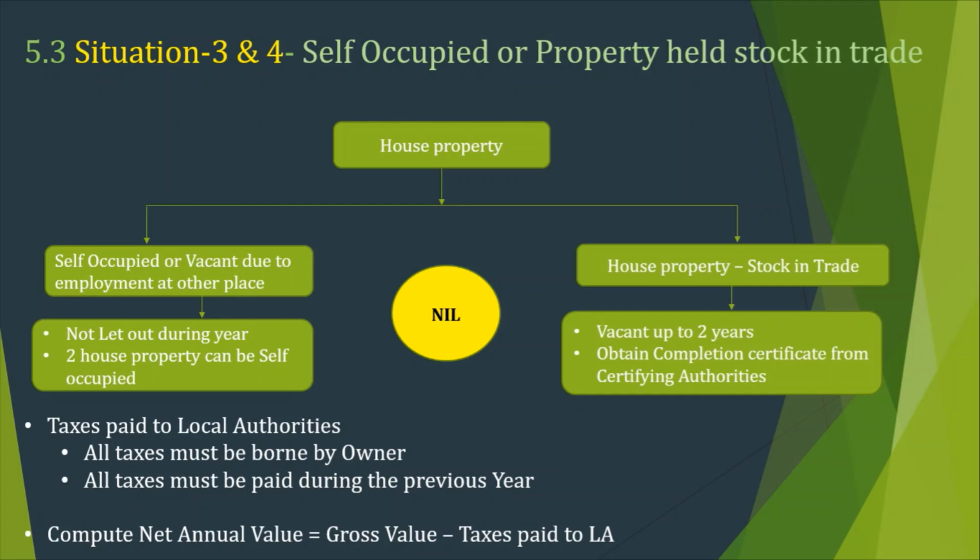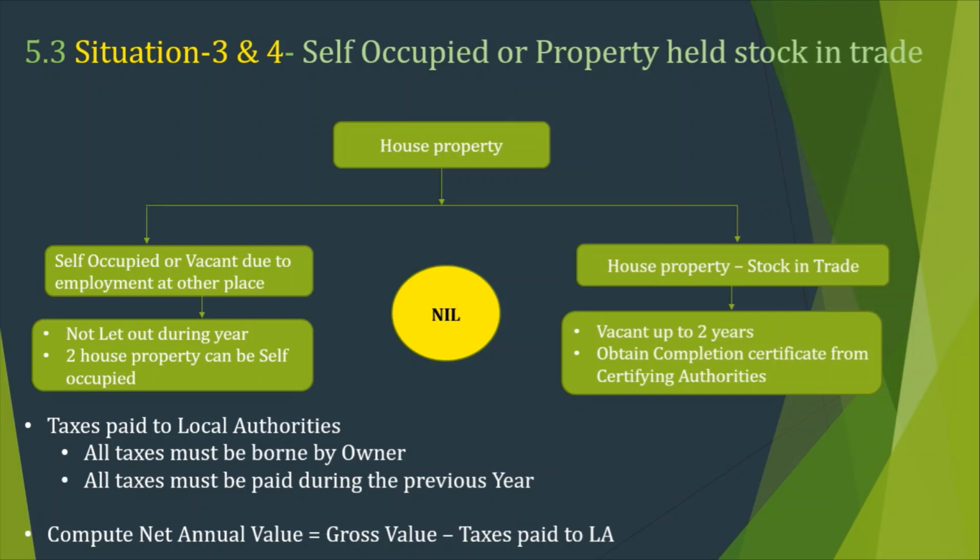What are those conditions? First of all, the self-acquired property shall not be let out during the year, and two house properties can be considered as self-occupied property. It was recently amended; earlier it was one house property. So these conditions are applicable for self-occupied property or property vacant due to employment at another place.